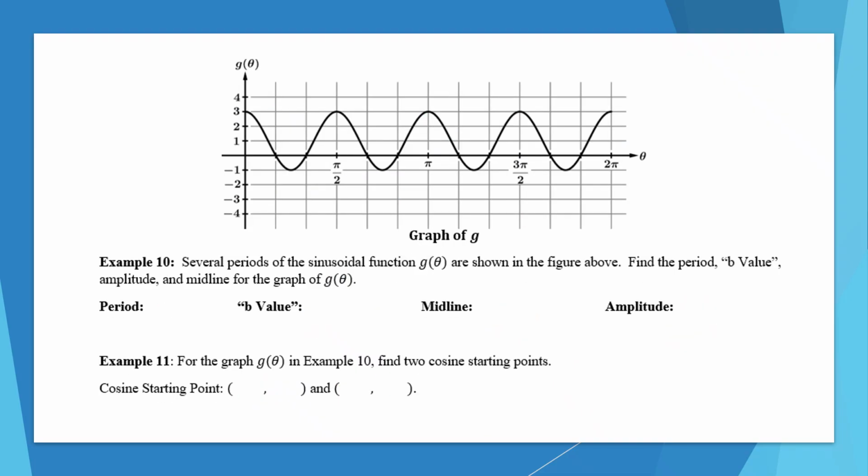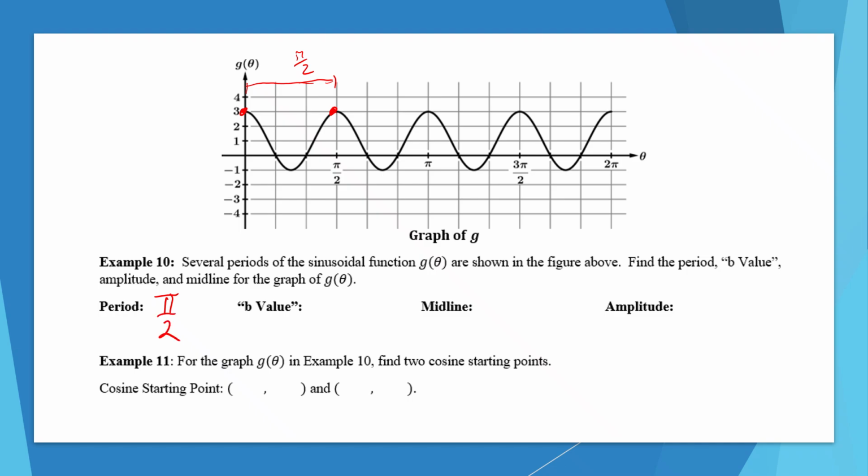All right, example number 10 and 11. Here we want to find the same four things and then find two cosine starting points this time. So our period, we are going from a max at 0, and then the next time we see that max is at pi over 2. So from 0 to pi over 2, that's just going to be our period, is pi over 2.